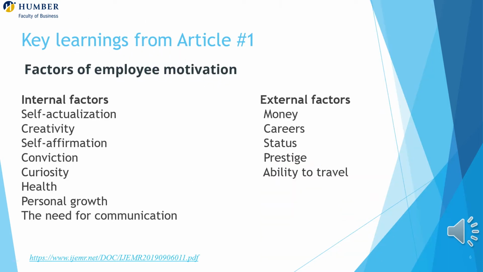So let's talk about what factors affect employee motivation. Basically, these factors can be divided into internal and external factors. Internal factors include self-actualization, creativity, self-affirmation, conviction, curiosity, health, personal growth, and the need for communication. Whereas external factors include money, career, status, prestige, and ability to travel. So these are some of the key findings from Article 1.